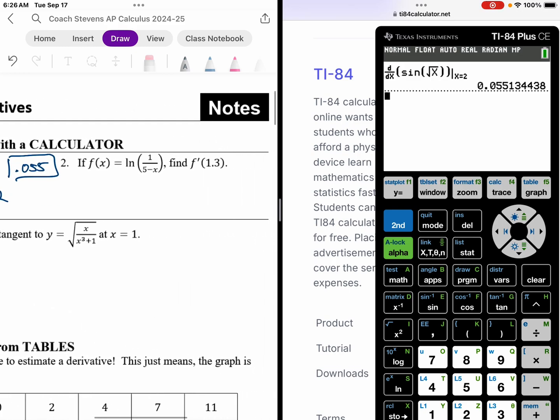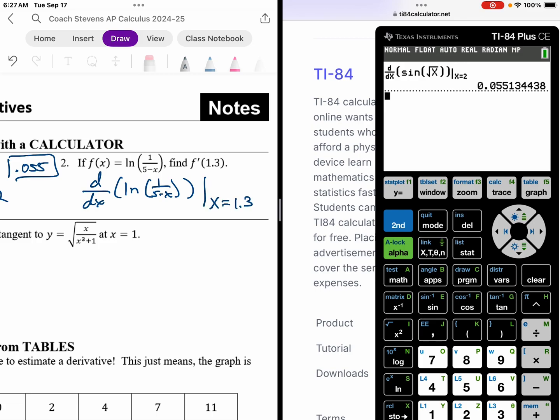All right. Going over here to number 2, same thing. What is the derivative of the equation evaluated at 1.3? And again, here's a natural log of a fraction, so a little bit more complicated. We get to learn how to do it by hand, but we're just going to go ahead and use the calculator feature. So we're going to put in this code: d/dx of the ln of 1 over 5 minus x. And then eventually we will evaluate it where x is equal to 1.3.